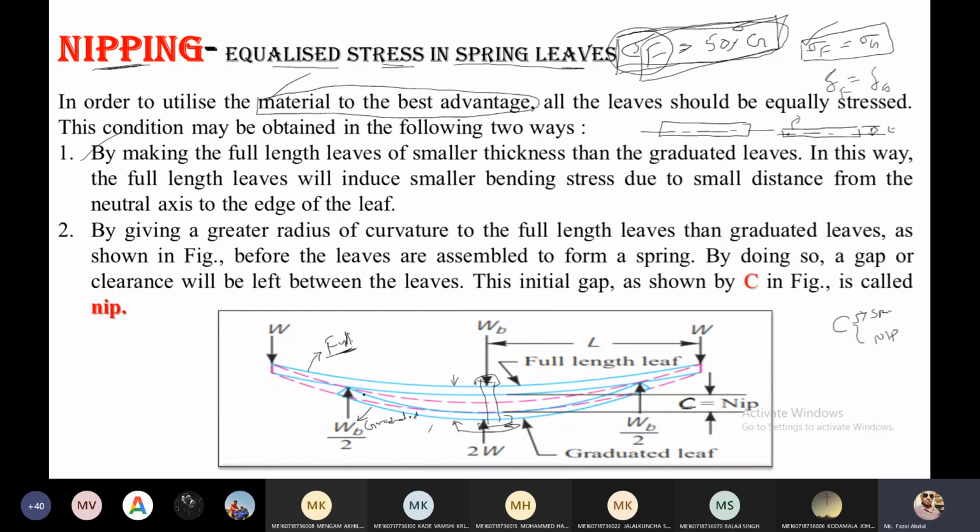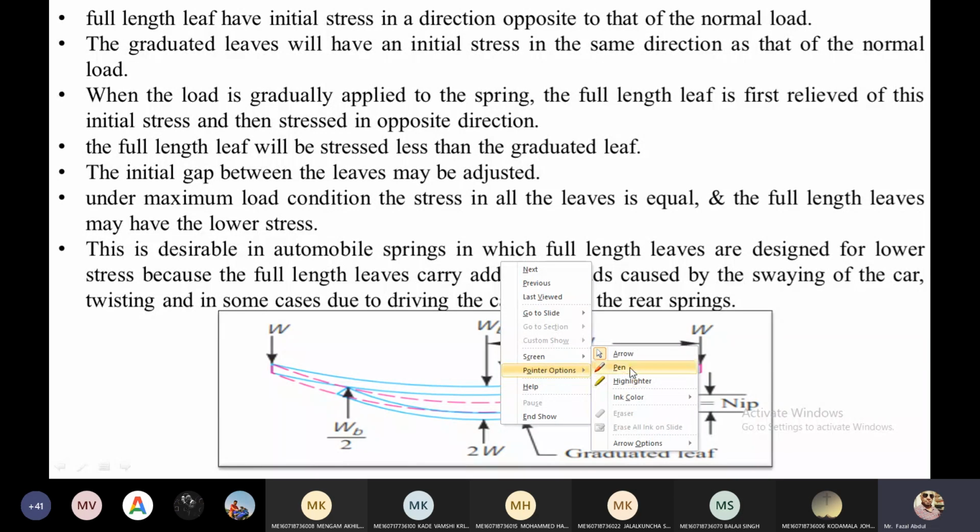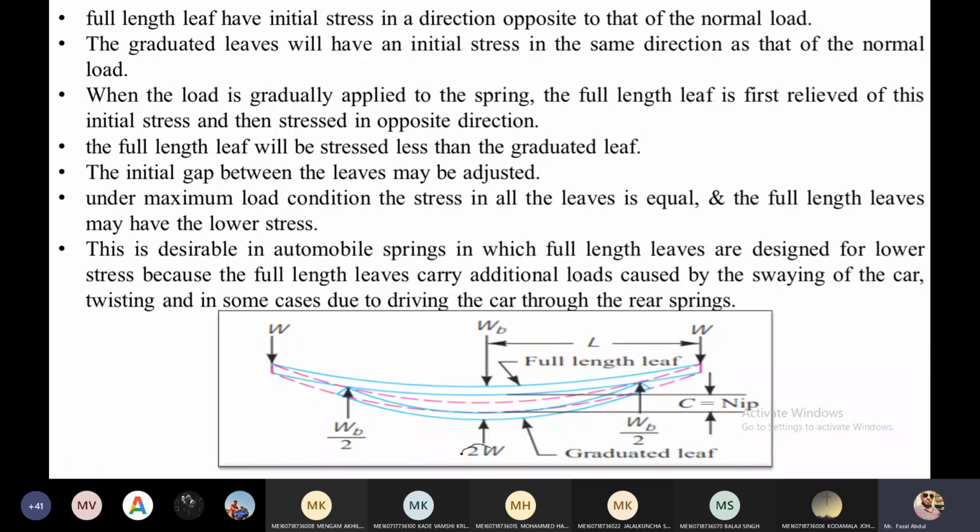Because of this, the full length leaf is going to move. See here this curvature, the red dotted line curvature is appearing here. This is going to shift in the outward direction in this manner. Because of this shifting, there will be initial stress, and that initial stress acts in the opposite direction to the applied load. Here the load is applied by the bolt.